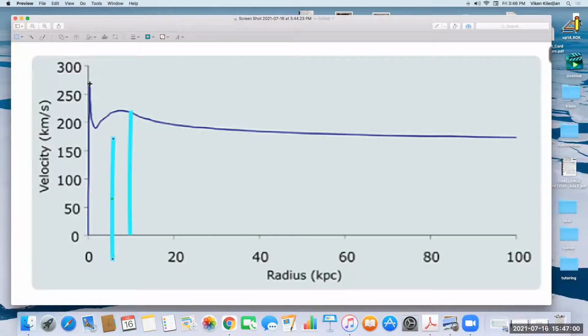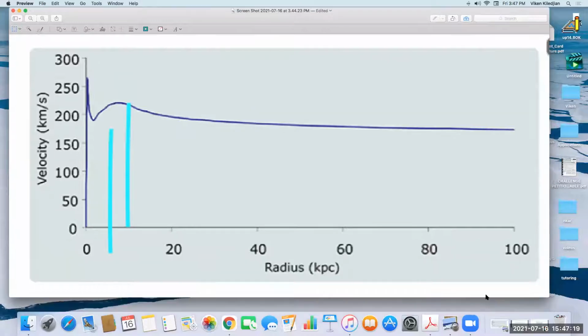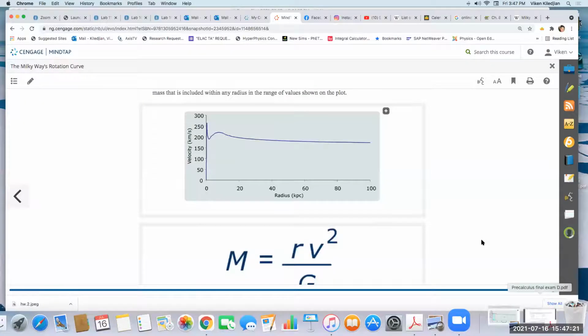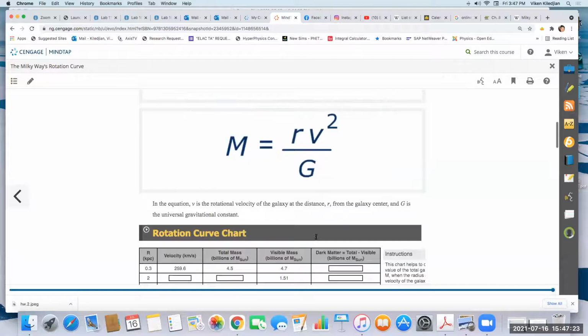So the supermassive black hole is governing what's happening at the center of the Milky Way, the speeds of the stars going around the supermassive black hole. But then the peak speed occurs at 0.3. Now they want to know what are the speeds of stars at each of these distances.